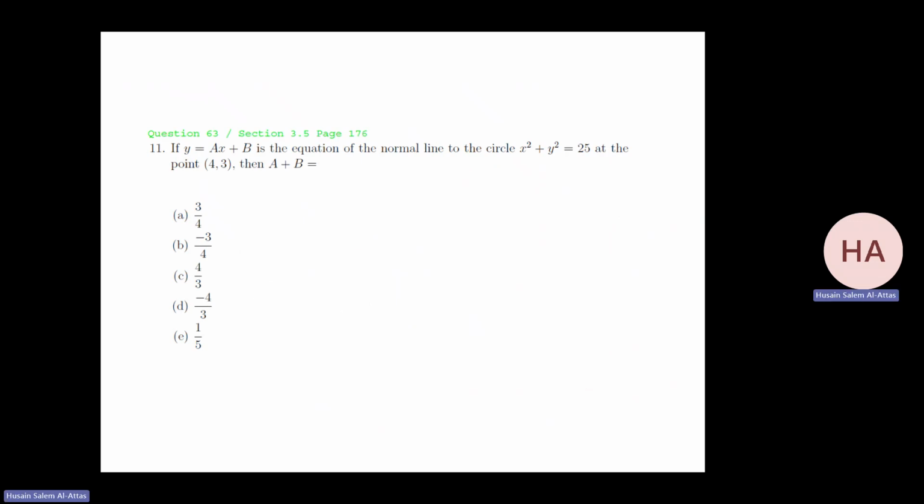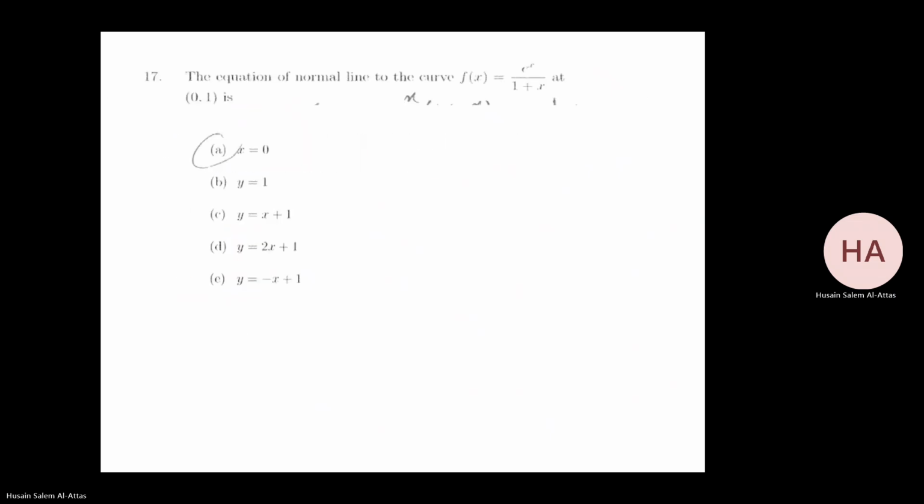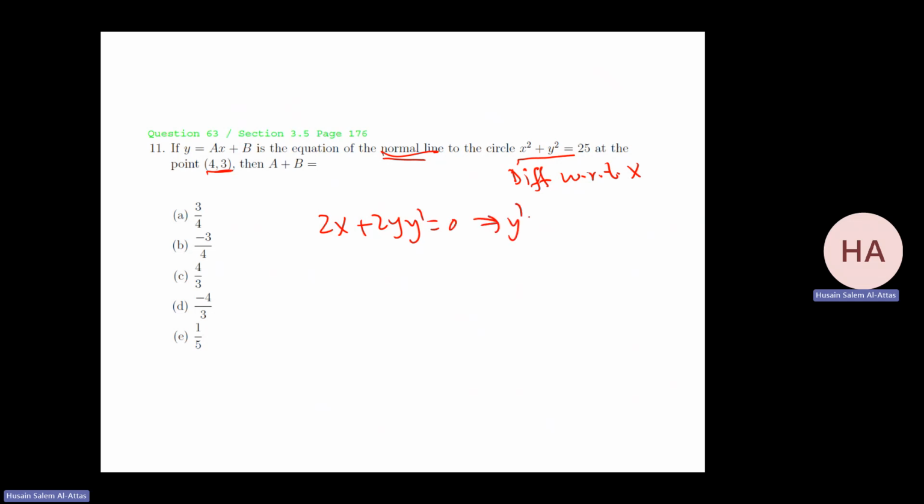If y equals ax plus b, for this function, at this point, find the equation of the normal line. So here, differentiate with respect to x. I think we did many problems. 2x plus 2y y prime equals 0. So I have y prime equals minus x over y.